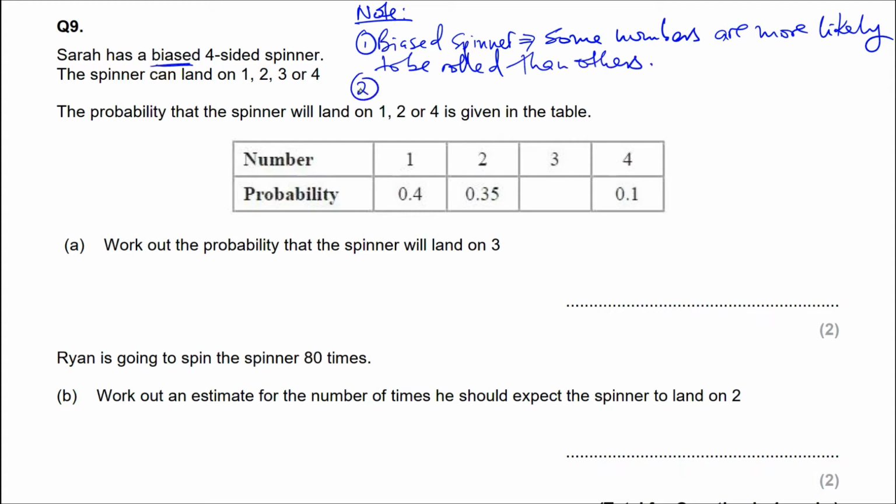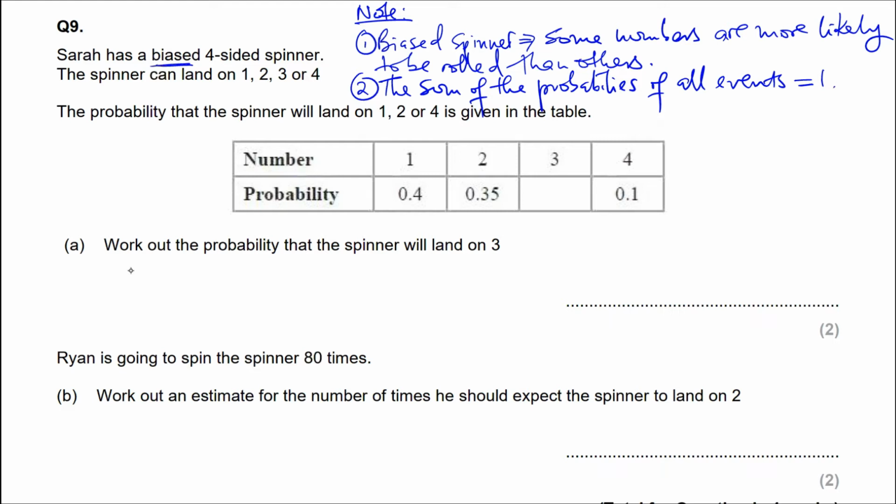Okay, and then the second thing is that, well, here we have a probability distribution of each of these numbers. Now, one thing you have to remember is that the sum of the probabilities of all events is equal to 1. So basically, I'm going to use the second fact to work out the missing probability here.